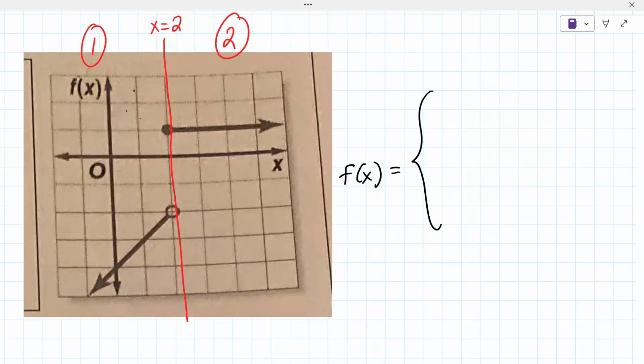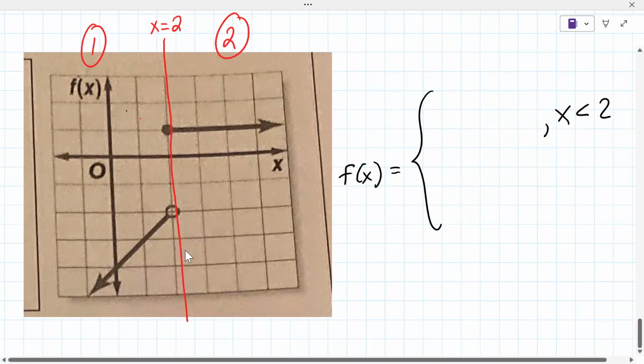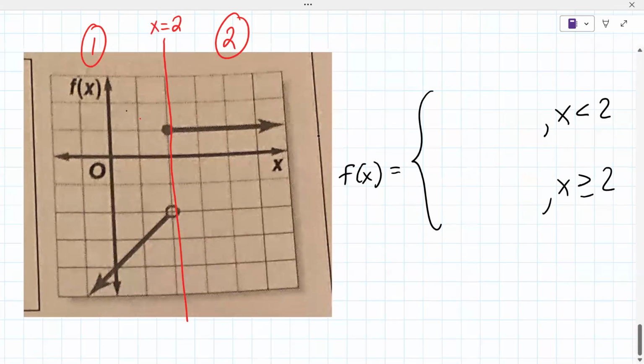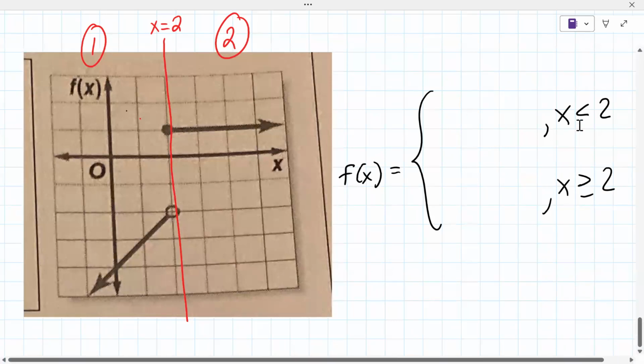Yeah. So you actually start with the inequality first. So this one on the left is good for x less than 2. It's a less than because it's an open circle. And that one has to be equal to because it's closed. Greater than or equal to 2 because it's closed. So you do the inequality or the domain part first.